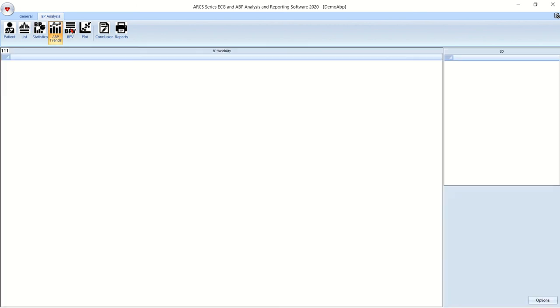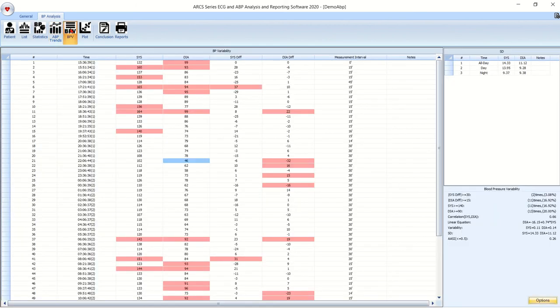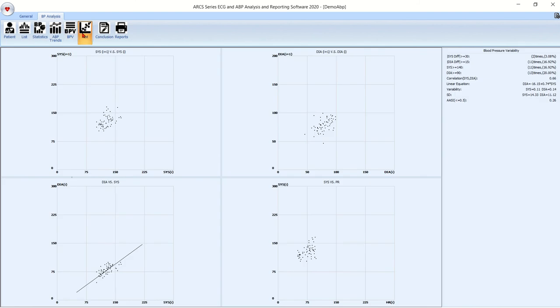Next, we'll go to the blood pressure variability. Again, you're looking at all the readings that we saw on the list page. And then on the right side, you'll see the standard deviation and some of the blood pressure variability calculations for your review. Next page merely shows a plot of those readings with the variability shown in the upper right-hand side.